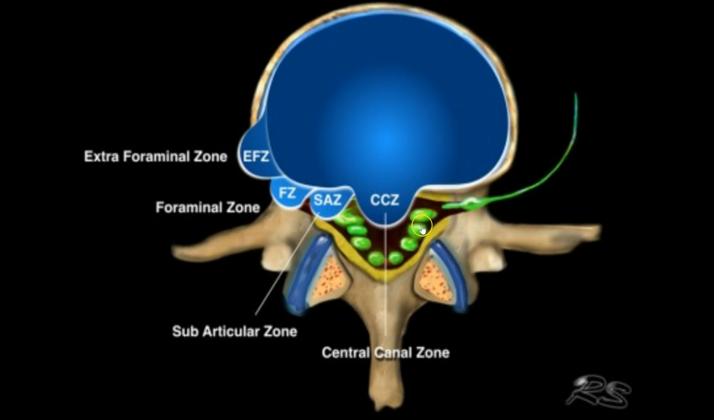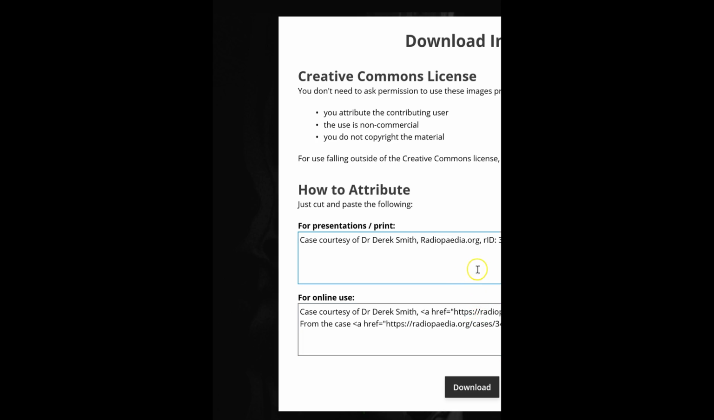Disc herniations are typically described whether or not they're in the central zone, the subarticular zone, the foraminal zone, or the extraforaminal zone. In addition, terms such as central or paracentral will be used. So for example, I would say there's a left paracentral disc herniation, or there's a central disc herniation. But for standardization purposes, it's important to use these terms: central zone, subarticular zone, foraminal zone, and extraforaminal zone for localizing a disc herniation. Here's a case of disc protrusion from Radiopaedia. Credit to the contributor.